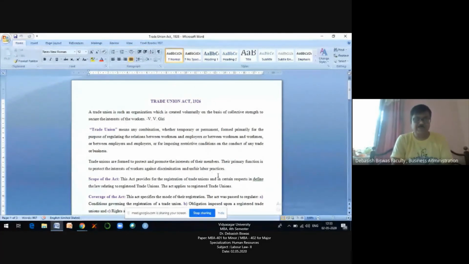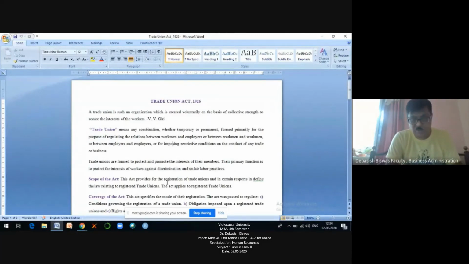So, if the question may be like that, what are the basic objectives behind the formation of trade union? Then your answer is, the basic purpose behind the formation of trade union is to protect the interest of the workers community against discrimination made by the employer, as well as unfair labor practices done by the employer. That has to be restricted, that has to be checked, that has to be stopped. That's why trade union is formed.